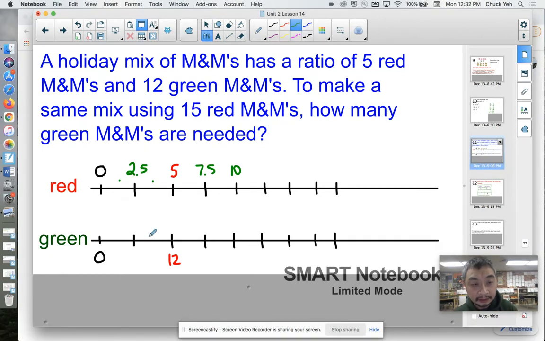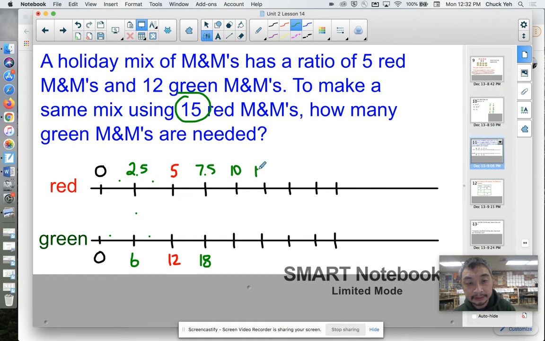And then this one here, 1, 2. So what's 12 divided by 2? 6. So this is 6. So every 6. All right. So go ahead and figure out how many green M&Ms are needed, and then we need 15 red M&Ms. So go ahead and do that.